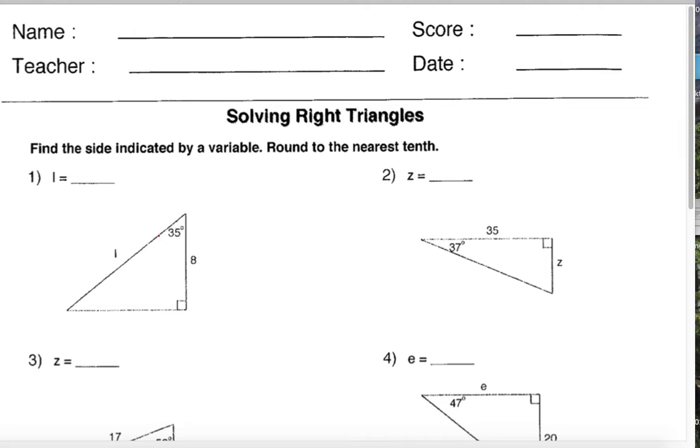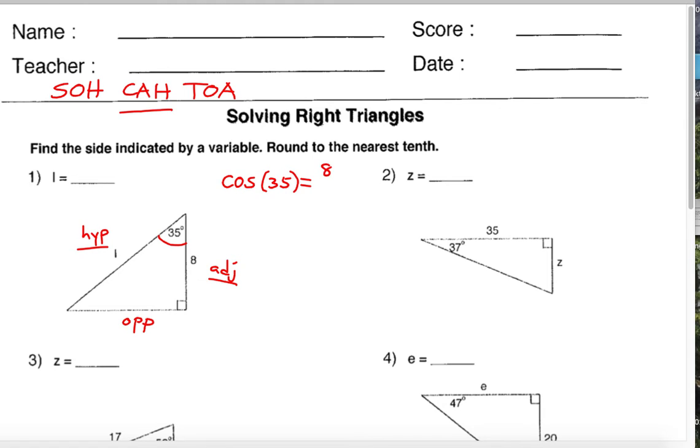So what we have to do is say, okay, for this angle in a right triangle, let's label our sides. This is hypotenuse. This is adjacent. This is opposite. We're going to be using the adjacent and the hypotenuse. So which one was that? SOHCAHTOA. Probably want to have this written at the top of your paper. Which one uses adjacent and hypotenuse? That's the cosine. So you're going to say cosine of 35 equals 8 over I.